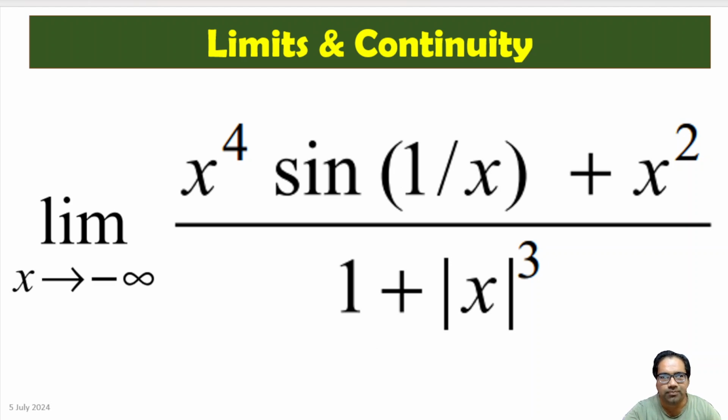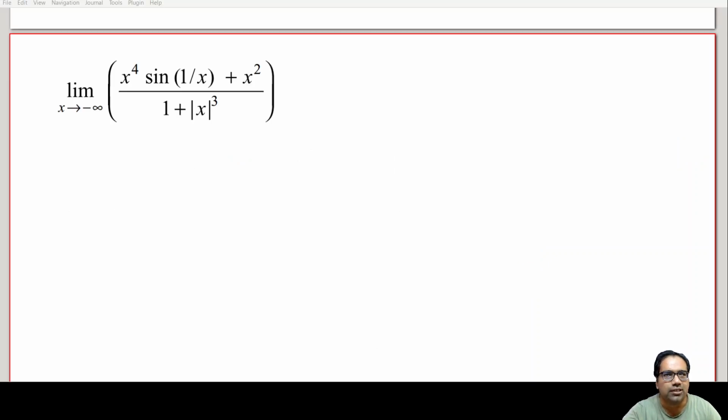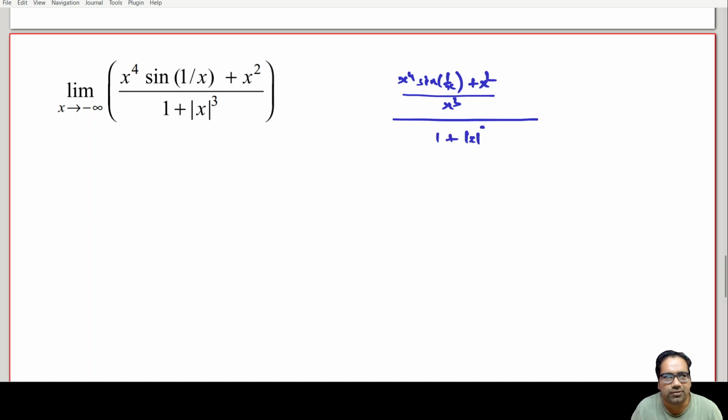Let us try to divide both numerator and denominator by the highest power of x in the denominator. That is, this becomes x^4 sin(1/x) + x^2, the numerator divided by x^3, and at the same time the denominator also, (1 + |x|)^3 divided by x^3.